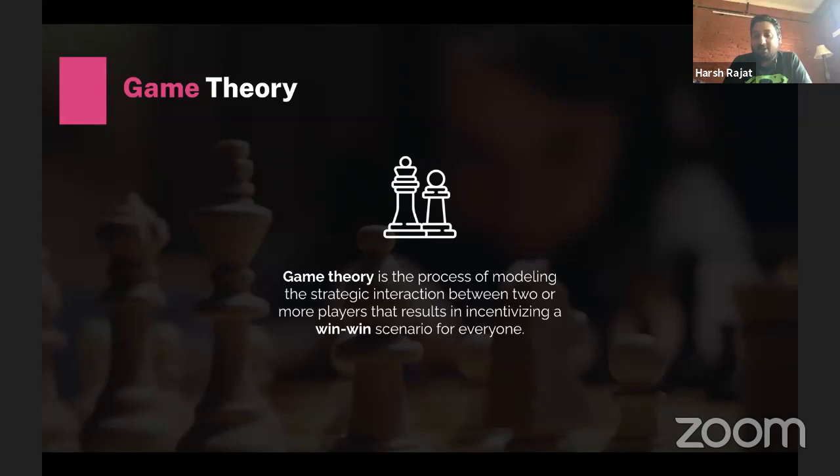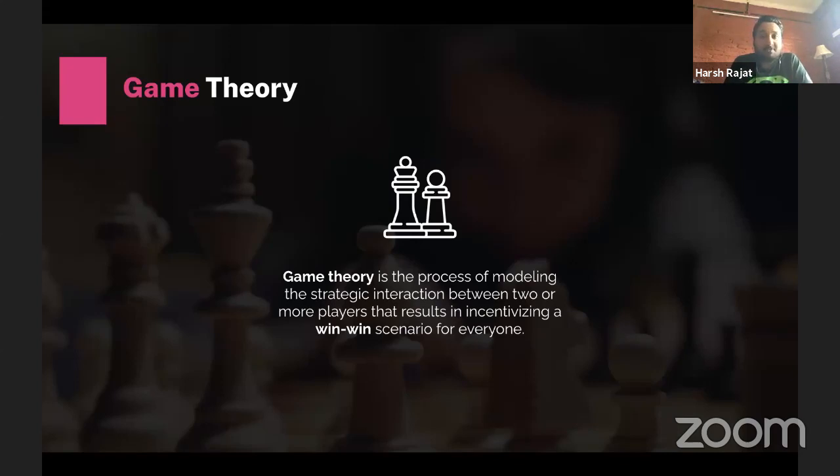Well, yeah, a lot of people give game theory a lot of complex names, but it's quite simple. In fact, if you are aware, most of the time when you are interacting with someone, you are interacting with a certain set of rules, and they basically form game theory. So simply put, it's just the process of modeling the strategic interaction between two or more players that essentially results in a win-win scenario, or at least one win-win scenario. If you are able to do that, of course, you have a very cool game theory.